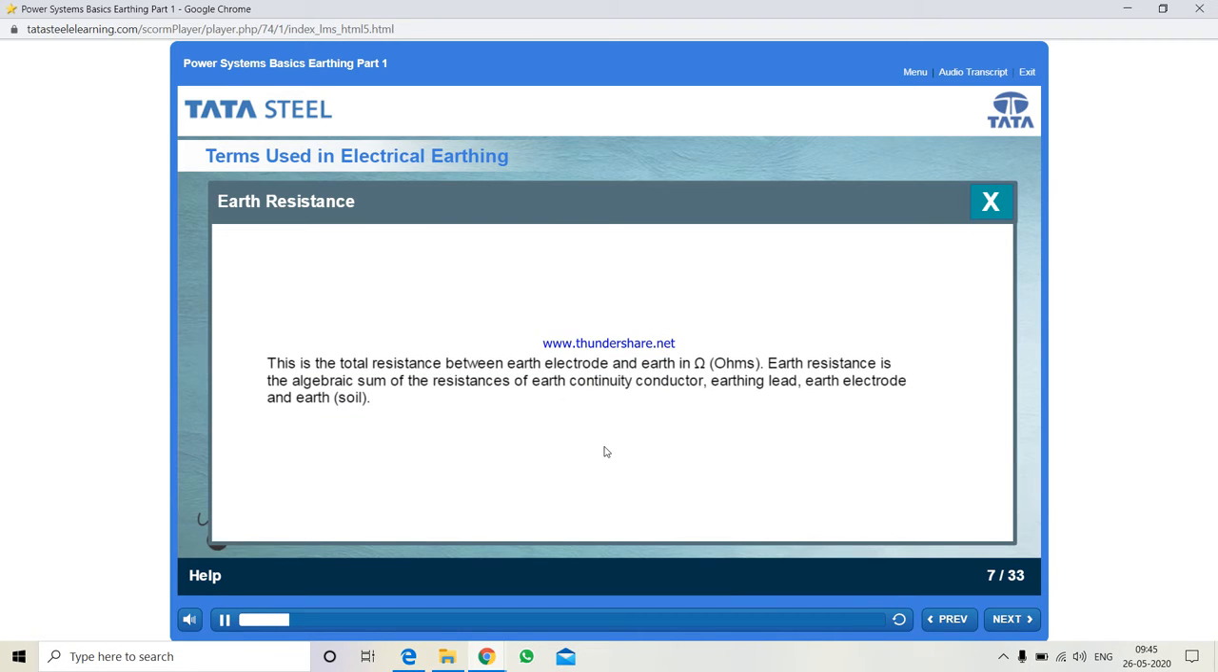Earth resistance. This is the total resistance between earth electrode and earth in ohms. Earth resistance is the algebraic sum of the resistances of earth continuity conductor, earthing lead, earth electrode and earth or soil.